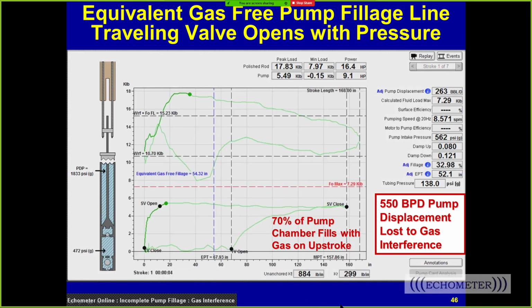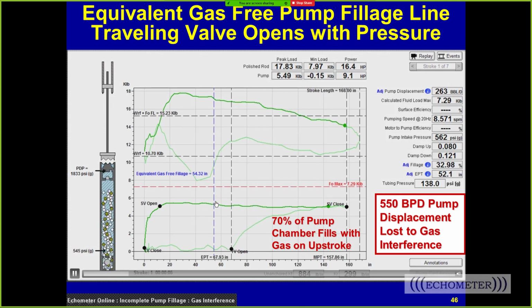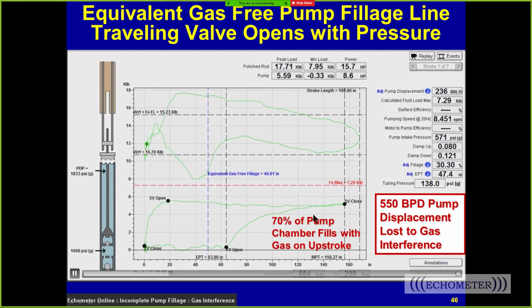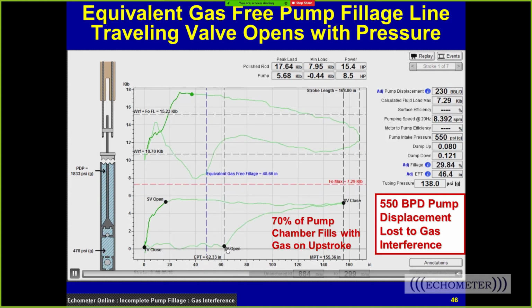And so here's this animation, and I've got the equivalent gas repump fillage line shown here. From the blue line to the top of stroke is the total amount of gas that enters the pump chamber. That's where the chamber pressure at which the trailing valve opens is approximately 700 psi.